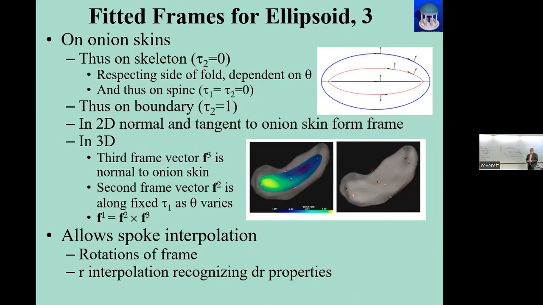So what are these fitted frames? I wave my hands at how important they're going to be, but what are they? And here I define them, at least for the ellipsoid. So first let's look at the ellipse in 2D. The basic idea for the ellipse in 2D is that at any point on any onion skin, you can have a tangent to the onion skin, and you can have a normal to the onion skin, and that forms a local frame, onion skin by onion skin, if you will.